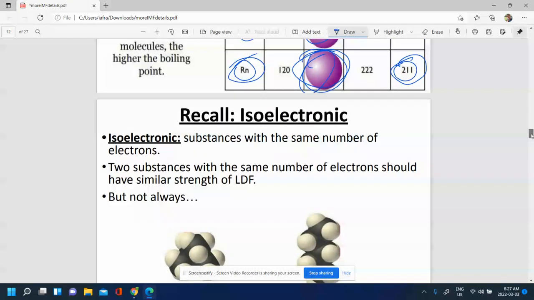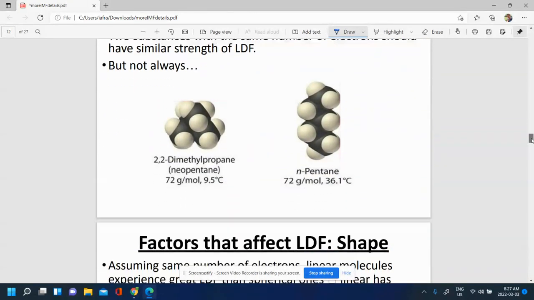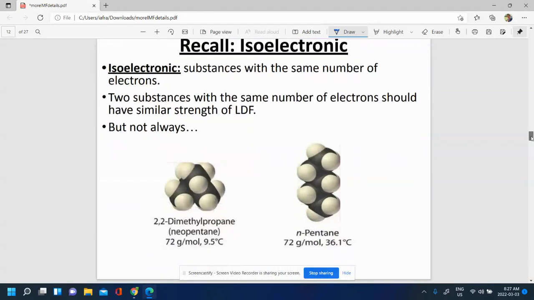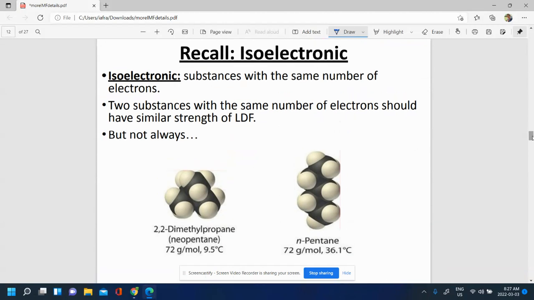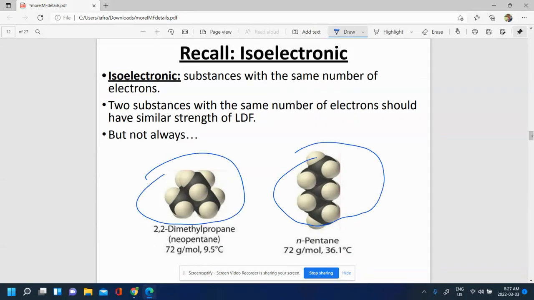So there's another factor that can affect your LDF, and that's called shape. I want to show you an example here. Here we have two molecules. It's hard to see right now, but they're actually made up of the same atoms, just connected in different ways. So these molecules are said to be isoelectronic to each other. What that means is they have the same number of electrons.